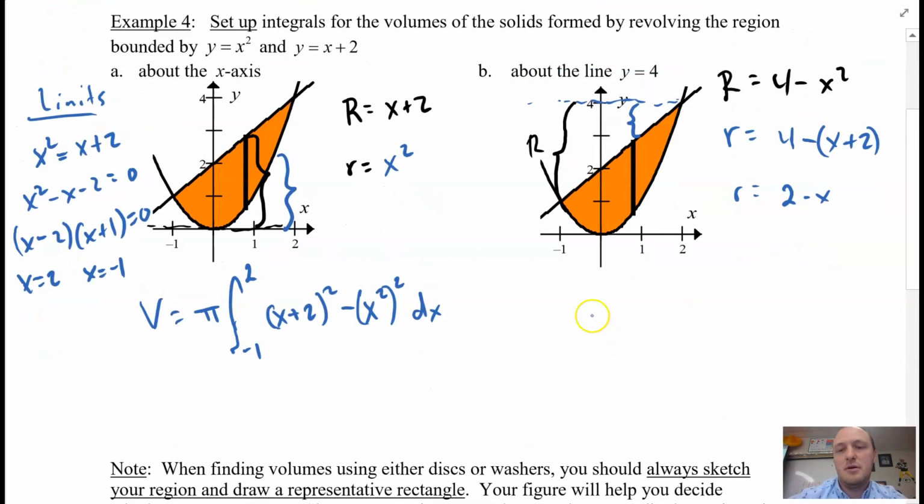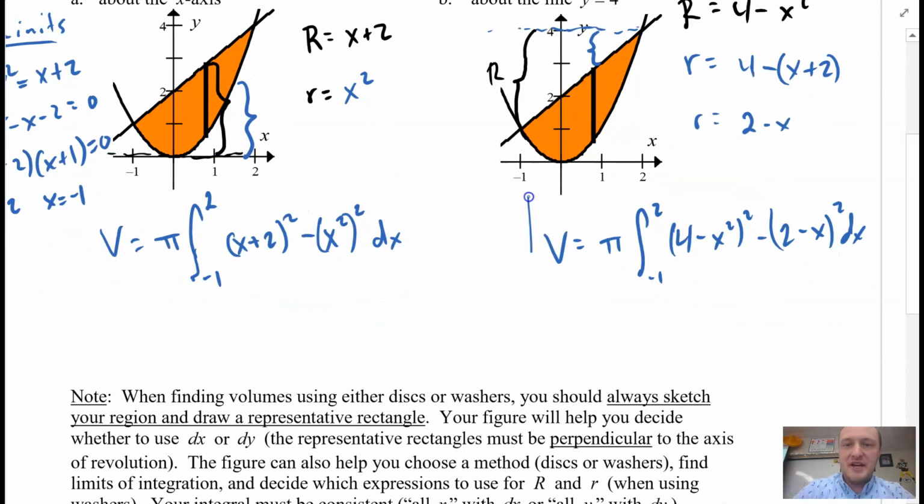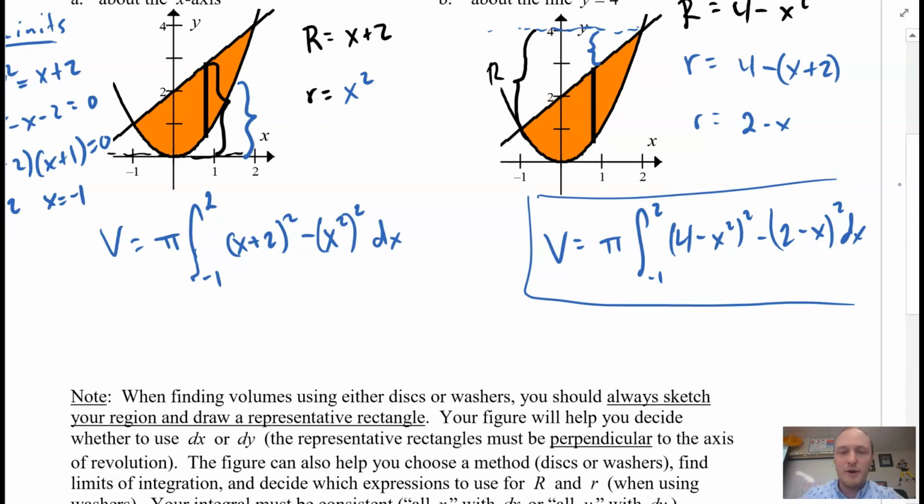So thus our integration will be pi times, again, negative 1 to 2 of big R squared, so 4 minus x squared, squared, minus little r, which is 2 minus x, squared, dx. And that's it. That's just setting up utilizing the washer method.